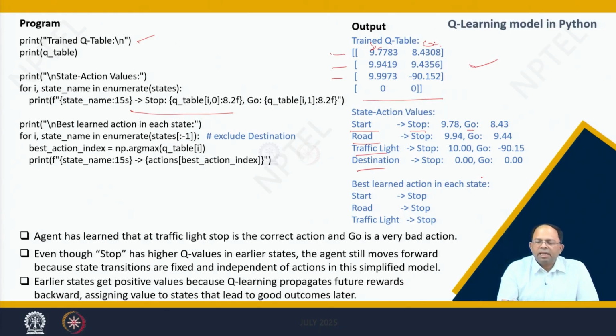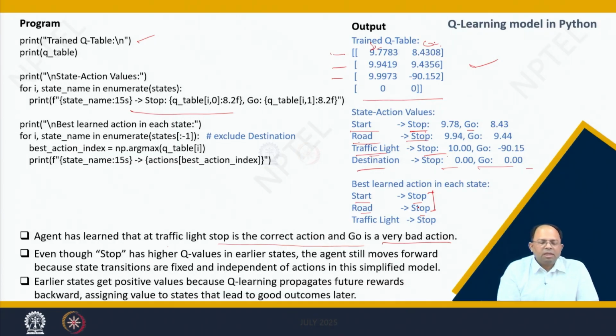And finally we can see the best learned action in each state. For start, the best learned action is stop. For road, again it is stop. For traffic light, it is stop. Destination doesn't have any value. Now we can say that the agent has learned that at the traffic light, stop is the correct action and go is a bad action. But at the same time, it has also learned that at start you should stop, and at road also you should stop. That actually doesn't make sense, right?